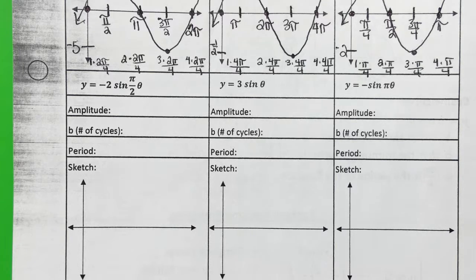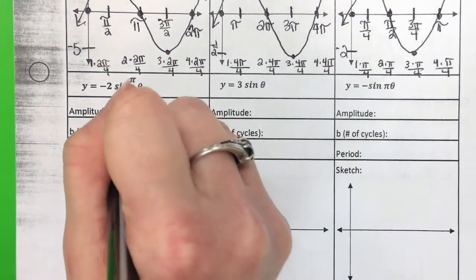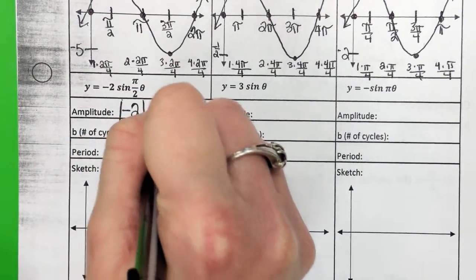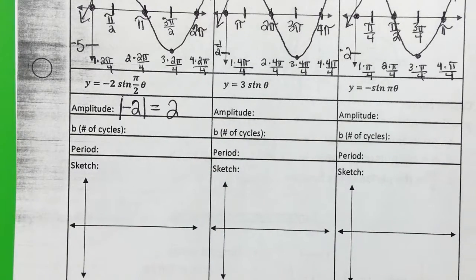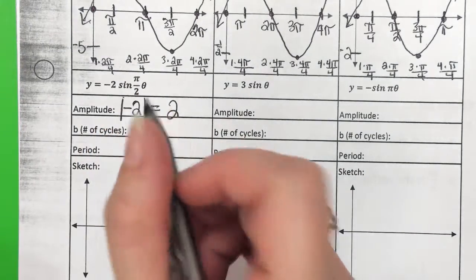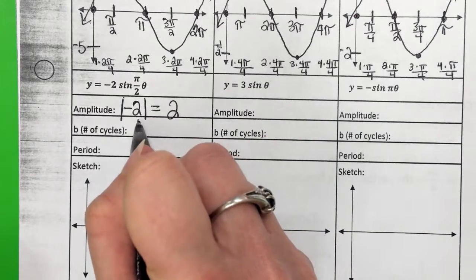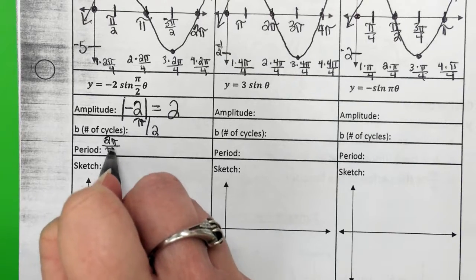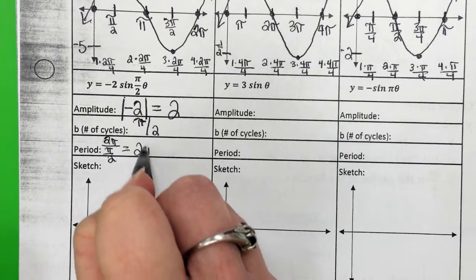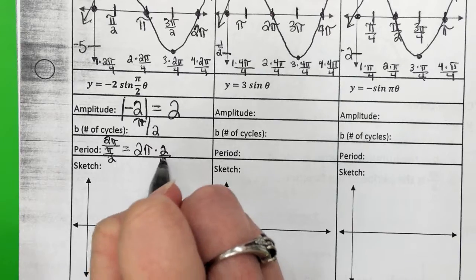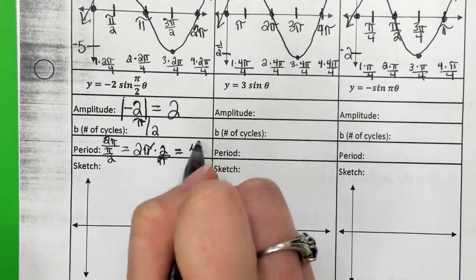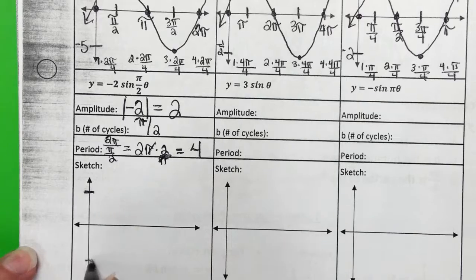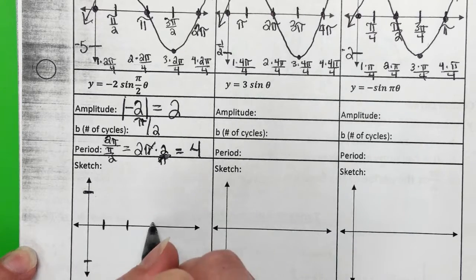Very good, Sydney. All right, what did you get as your amplitude? 2. It is always the absolute value. So if you want to write that in, it's the absolute value of -2, which is 2. All right, what's the B? What's the number of cycles? Pi over 2. And your period is 2 pi over pi over 2. Keep, change, flip. 2 over pi, pi's cancel, and your period is 4. So why couldn't we graph it? Because it's different.